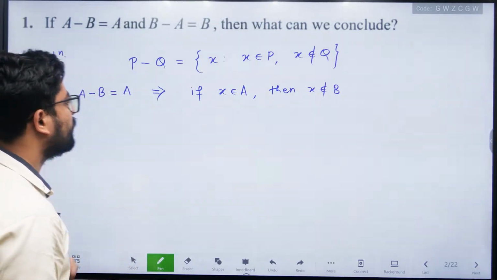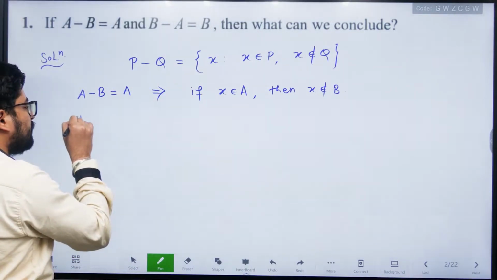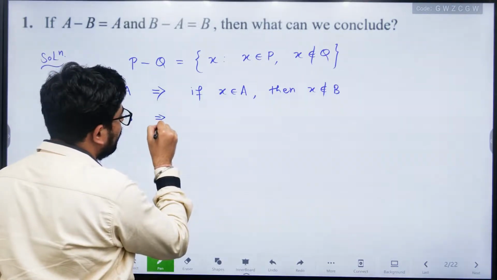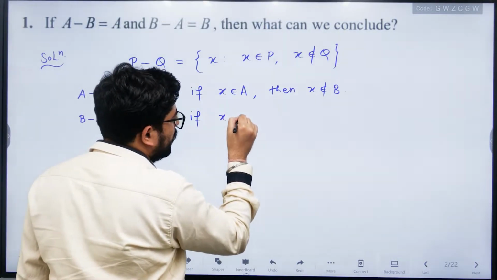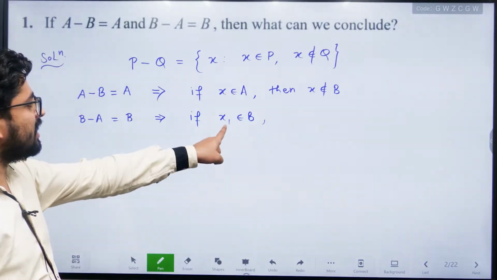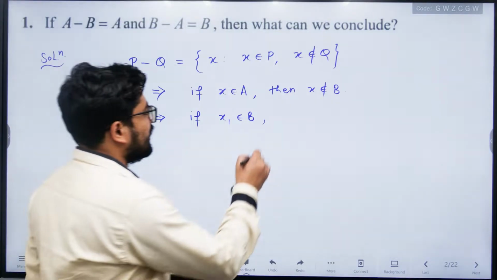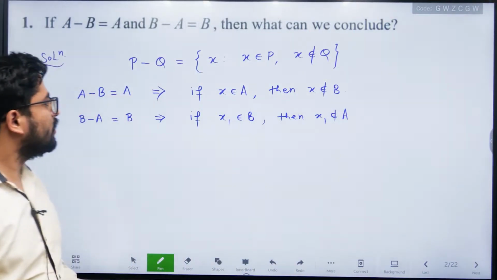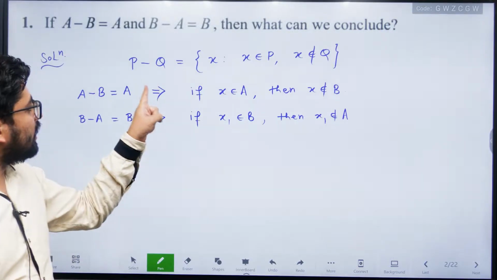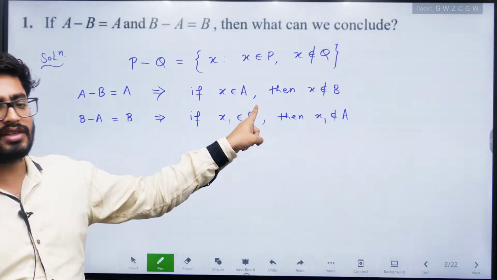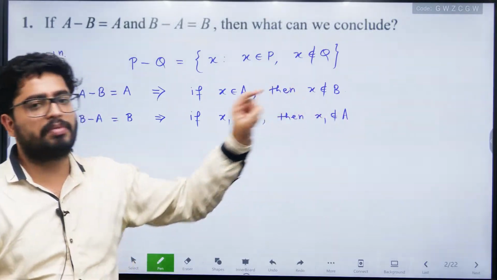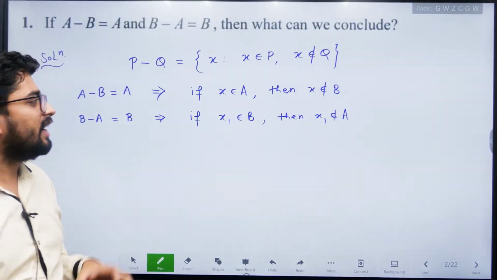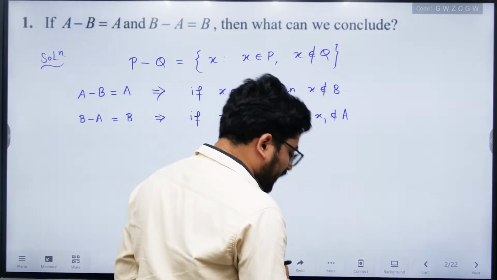Similarly, I have one more piece of information that B minus A is equal to set B. B minus A is equal to B means: if you choose any element x1 which is in set B, then that element is not in set A. Then that element x1 does not belong to your set A. So A minus B is equal to A implies any element of A is not in set B, and B minus A is equal to B implies any element of B does not belong to set A. It means A and B do not have any common element.